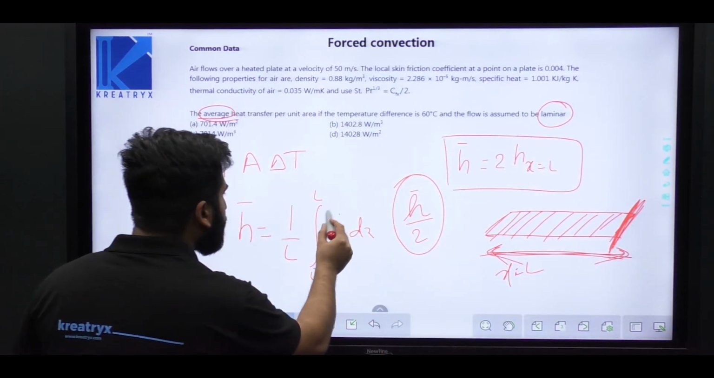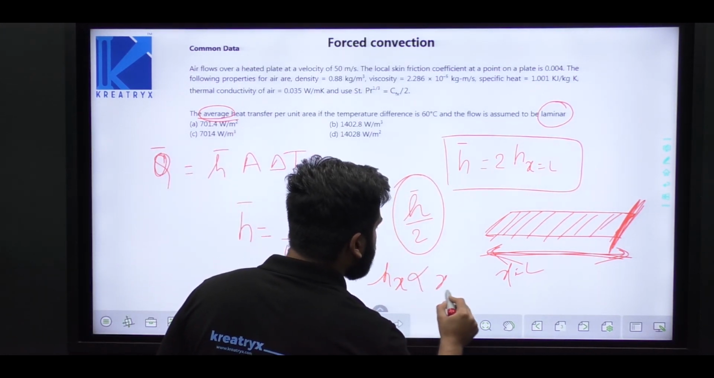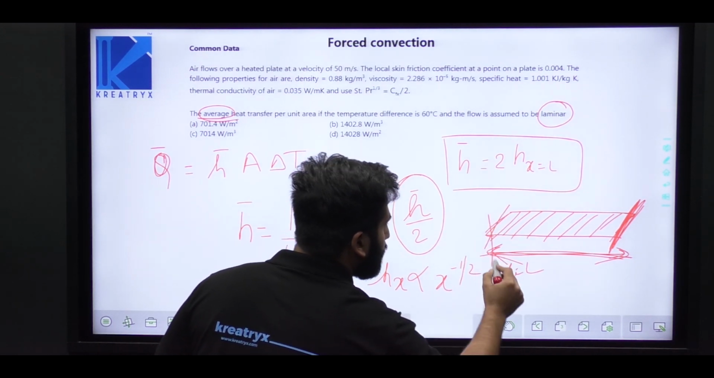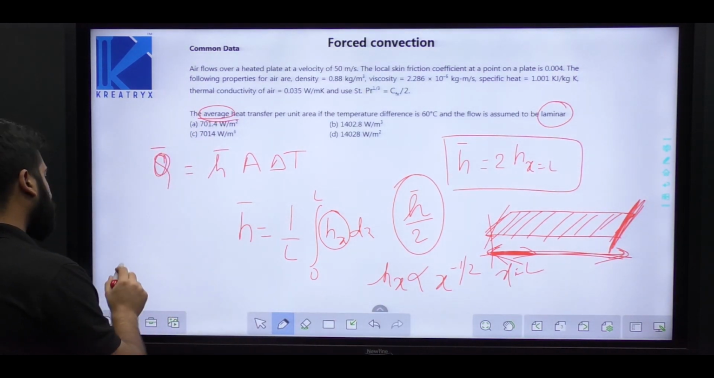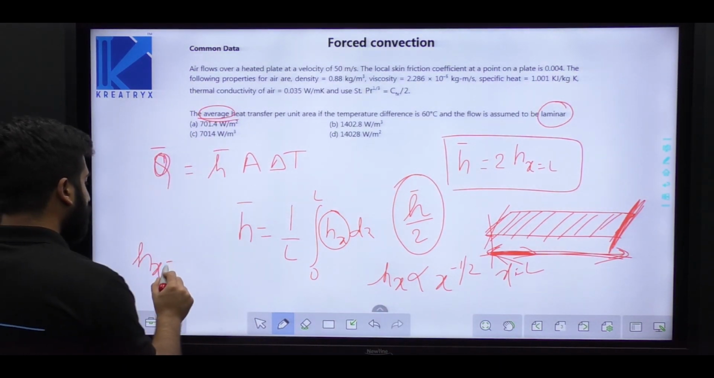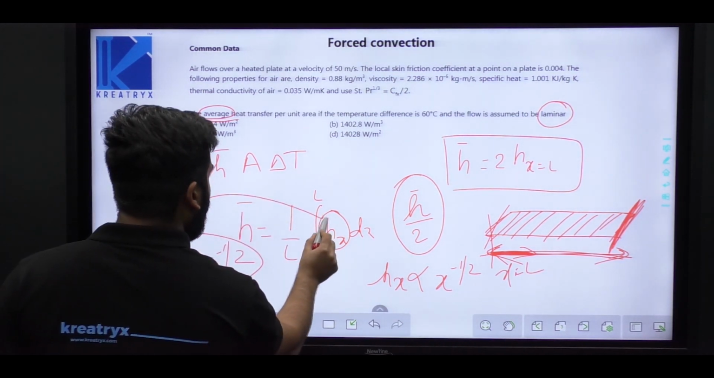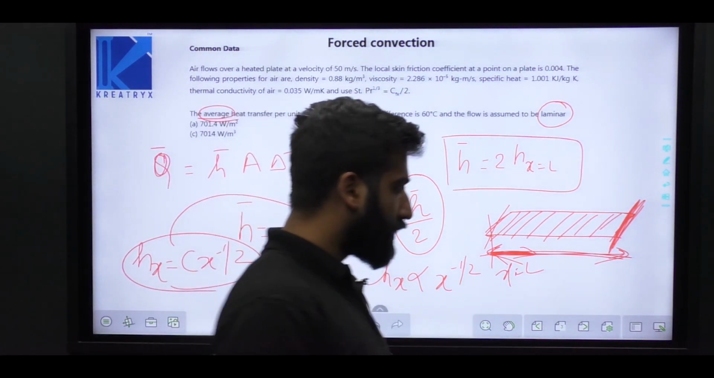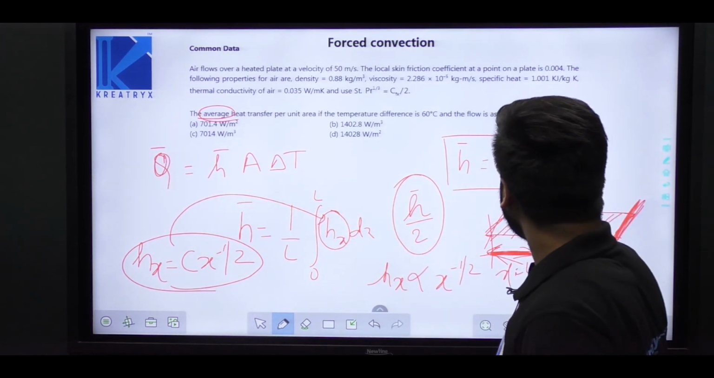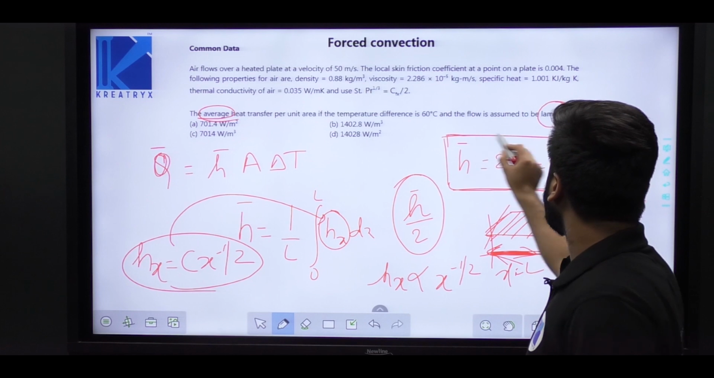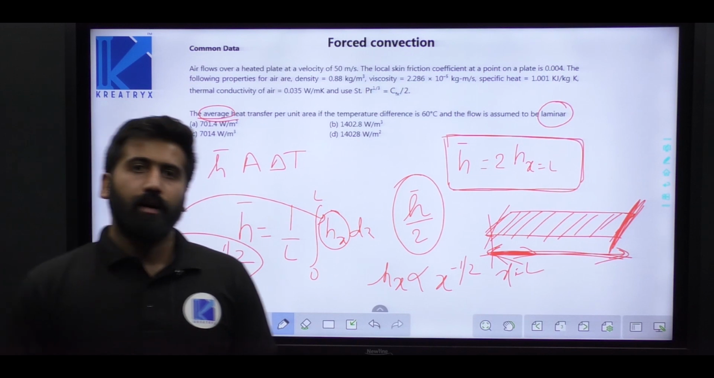And what is this Hx in case of laminar flow? Hx is directly proportional to x raised to the minus 1 by 2. X is the distance from the leading edge. So replace this proportionality sign with the constant c, which is c x raised to the minus 1 by 2. Now put this term here and integrate it from 0 to L. You will get h bar, and the relation is this: h bar is twice of the local heat transfer coefficient, the value of the local heat transfer coefficient at x equal to L.